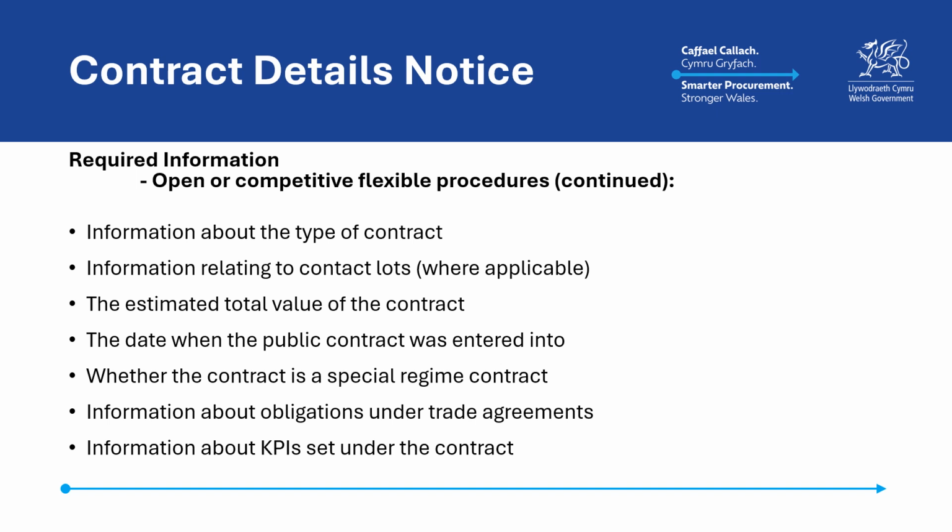Where key performance indicators were set in accordance with Section 52 of the Act, a description of each key performance indicator, and information on how often the contracting authority will assess performance against the key performance indicators, or where key performance indicators were not set, an explanation of why the contracting authority considers that supplier performance under the contract could not appropriately be assessed by reference to key performance indicators.